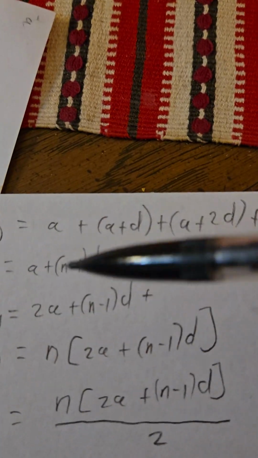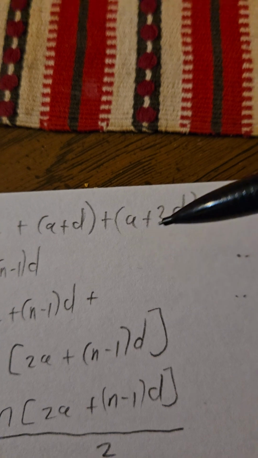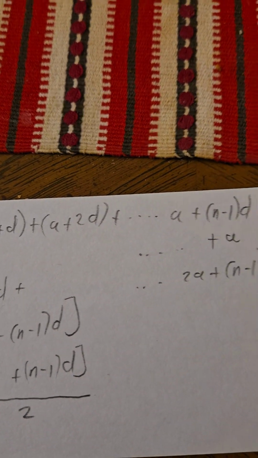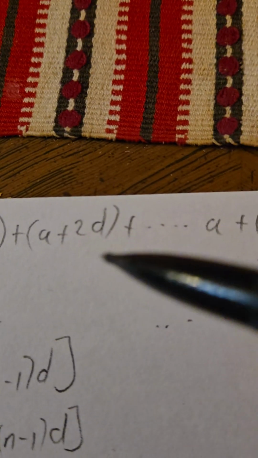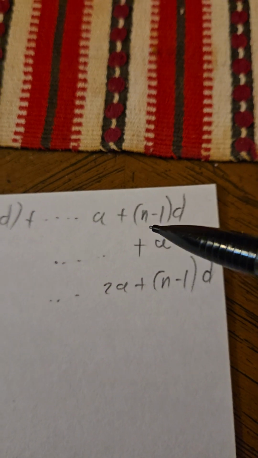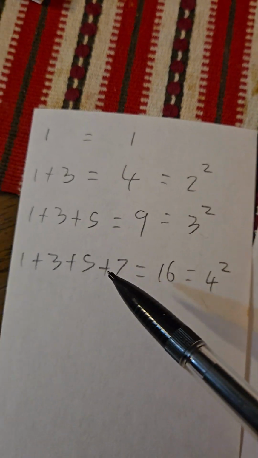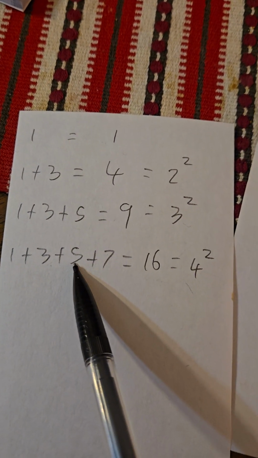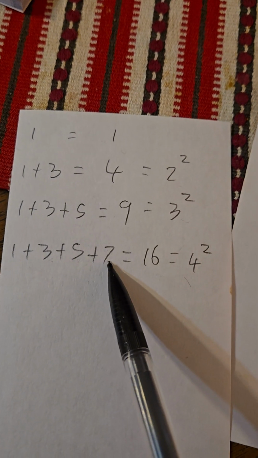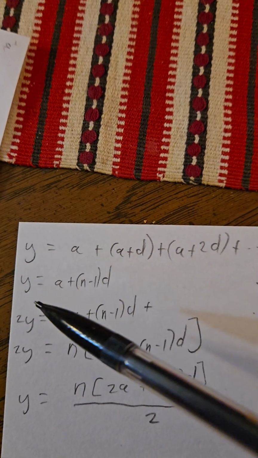So I'm going to write it like this. We've got a, a plus d, a plus 2d, etc., because it's all going up by the same amount. The last term is a plus n minus 1 d, if there are n terms. Because look here, if there are 4 terms, the second term is 1 lot of d, the third term is 2 lots of d, the fourth term is 3 lots of d. In this case, that d is 2. Okay, and I let that equal y.